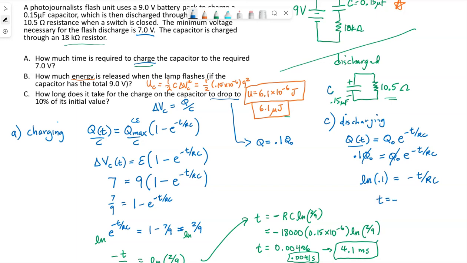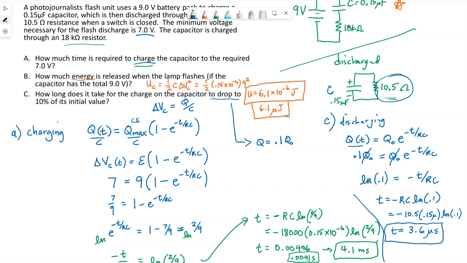So the natural log of 0.1 is going to equal negative t over RC. We're looking for time again. So this resistor, though, has to be the resistor we're discharging through, the 10.5. It's the same capacitor. So this time, I'm getting 3.6 microseconds. Very fast. A lot faster than the charging part. But that's also because we have a much smaller resistor.